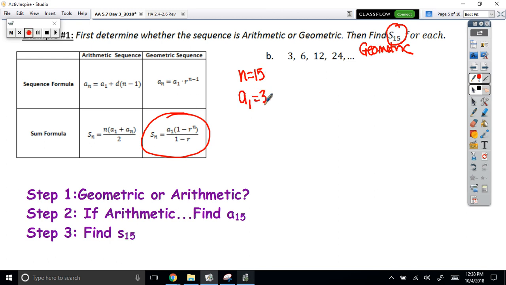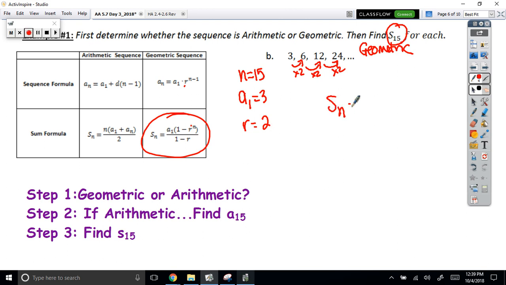And what are they multiplying by every time? 2. Times 2, times 2, times 2. What variable is that? Called the common ratio. Number you multiply by every time. Jenna? It's our R variable right here. So D, common difference, what you're adding, R, what you're multiplying. And those are the only variables, A1, R, N, that's it. Plug right into your sum formula.